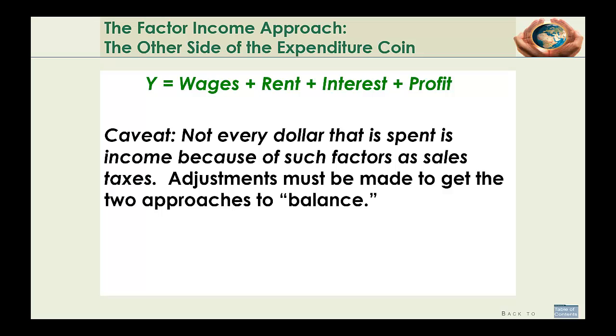Obviously, not every dollar that is spent is income, because you have things such as taxes, you have leakages from the system. So there are adjustments that must be made in order to get the two approaches to balance. And we're not going to worry about those accounting identities in this course. It's good enough just to understand that with a few adjustments, you can show that the expenditure approach is equivalent to the income approach of calculating GDP.